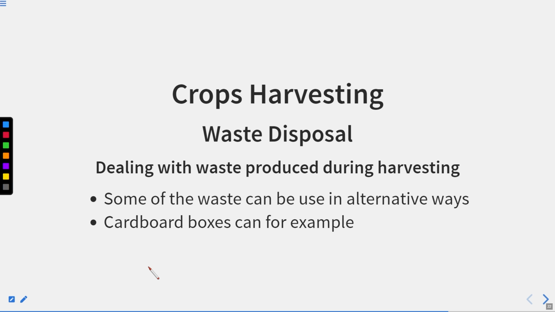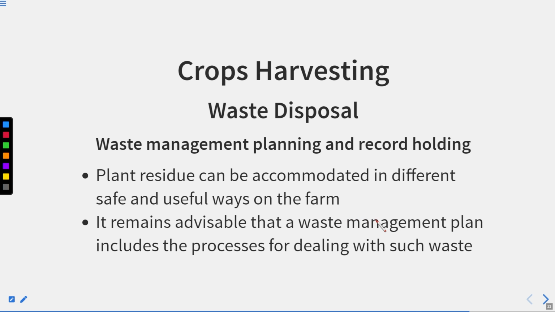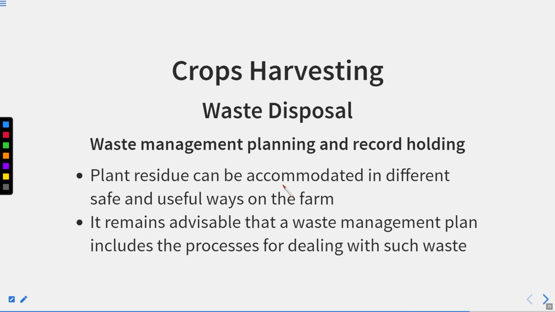Some of the waste can be used in alternative ways. Cardboard boxes can, for example. So these are some of the waste that have alternative uses. How to do that? Plant residue can be accommodated in different safe and useful ways on the farm. It remains advisable that the waste management plan includes the process for dealing with such waste. So this is the waste management plan and record holding.